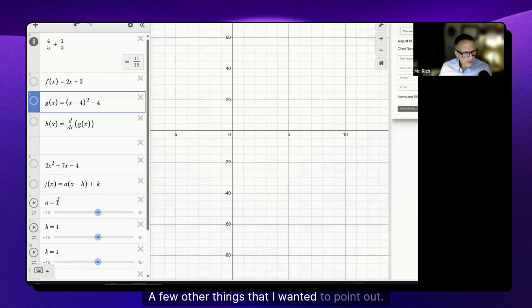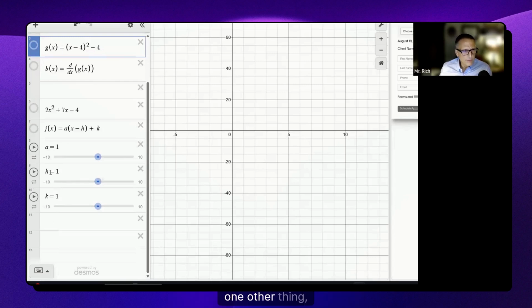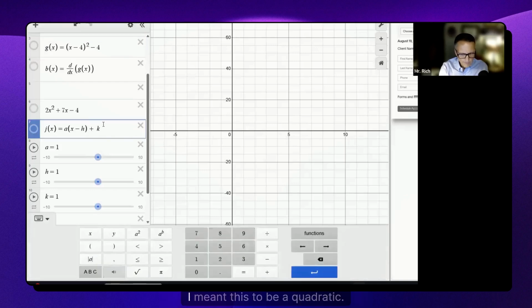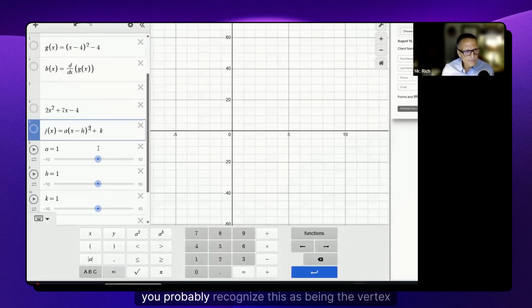A few other things that I wanted to point out. I think I'm just going to show you one other thing, and that is that you can use sliders on this, where you have letters that represent not a variable, but possible constants or coefficients that you may put into the equation. So for example, I've created this function here called j of x. And notice the variable is x, but I've included a square in here. I meant this to be a quadratic. You probably recognize this as being the vertex form of a quadratic, where a would be a constant and the h and the k would be actual numbers that I would plug in there.